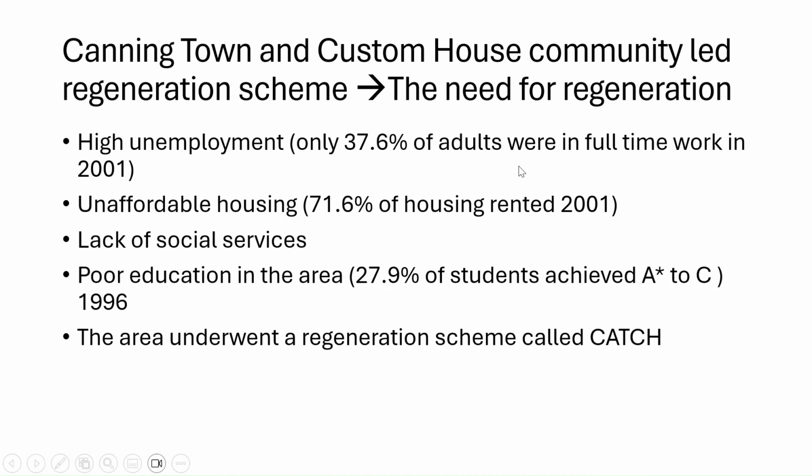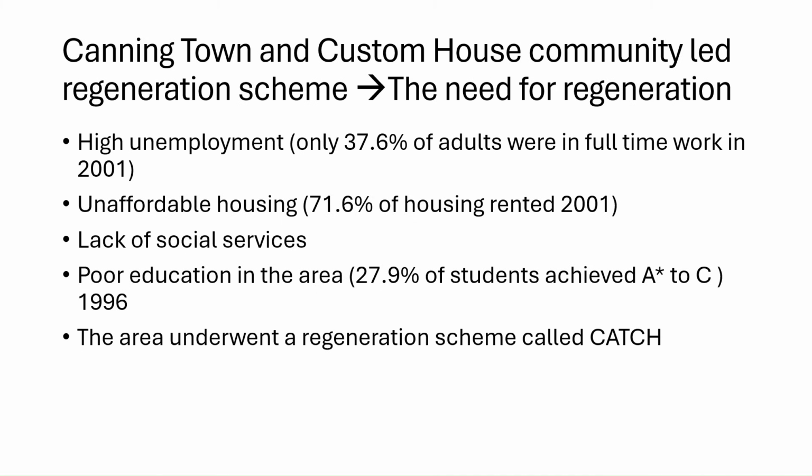So moving on, we have another example of a regeneration scheme, which is the Canning Town and Custom House community-led regeneration scheme, and the need for regeneration. The background of this is that Canning Town and Custom House are in London, 20 minutes away from the Docklands. In 2001, there was high unemployment with only 37.6% of adults in full time work. There was unaffordable housing with 71.6% being rented in 2001. Poor education. You can read the rest of the statistics. But the area required high regeneration.